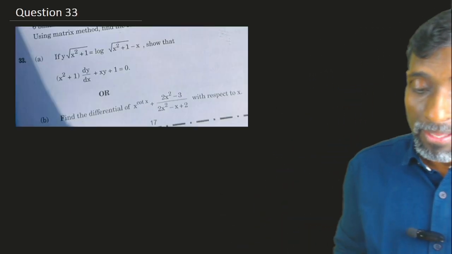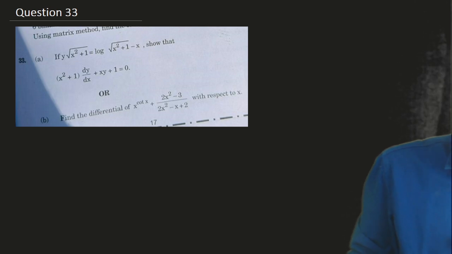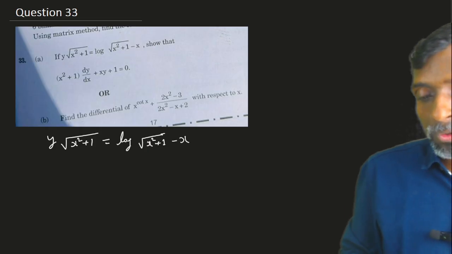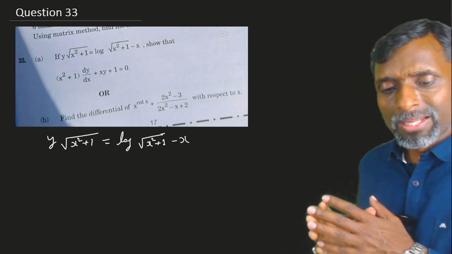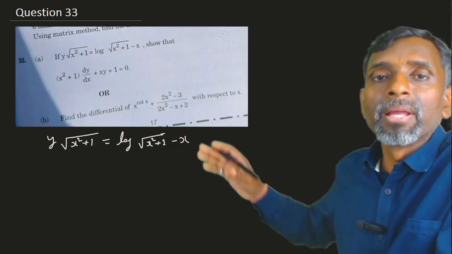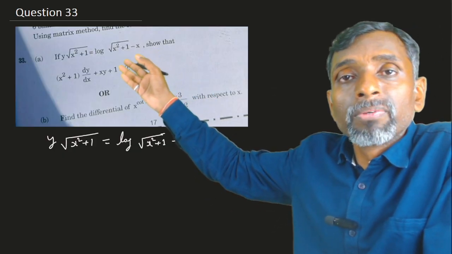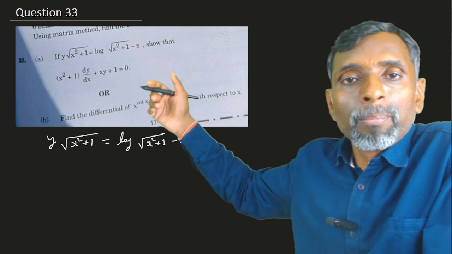Okay, so yeah, we have another question based on differentiation. Y multiplied by root of x square plus 1 is equal to log. In this question, the board had to give grace marks to a few students because it is not clearly mentioned where the bracket is in the log. A few students took it as log root x square plus 1, then minus x. So the answer will not come.